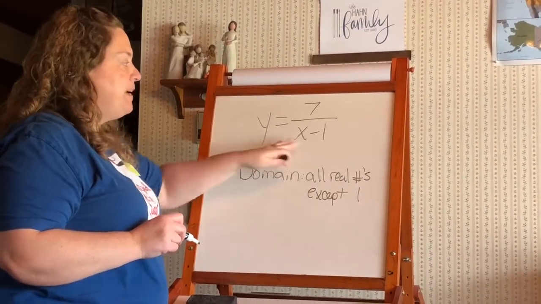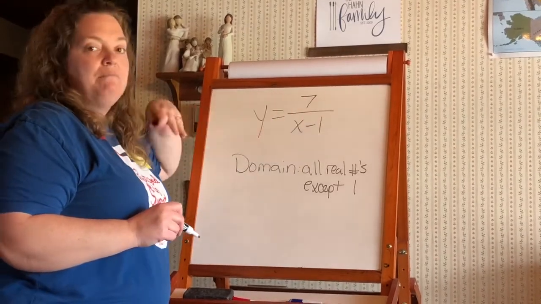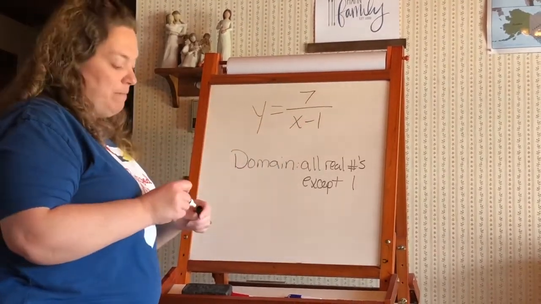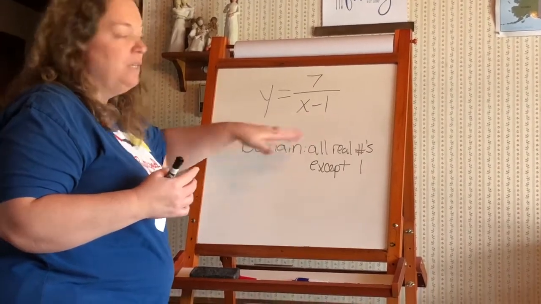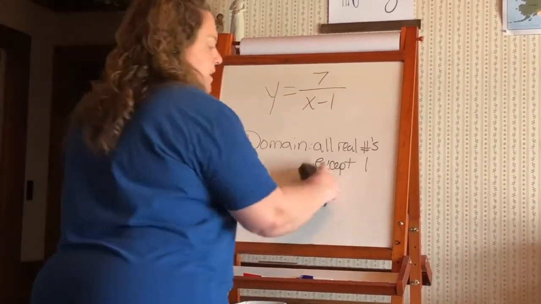Okay, so you have to look at your equation and make sure if there's something in there that wouldn't work, a 0 in the denominator, for example, then you can't do that. You have to put the exception in there.